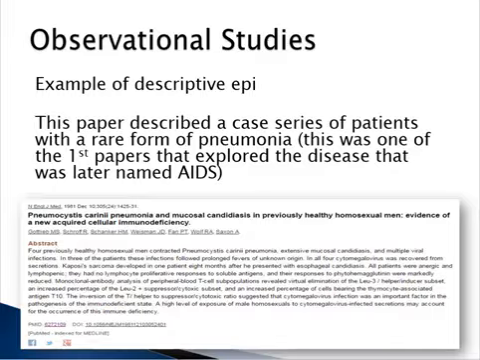Here's an example of a descriptive epidemiologic study. This is a case series. It was published in the New England Journal of Medicine in 1981. It was one of the first papers that explored symptoms, these unusual presentations, a rare form of pneumonia, that ultimately was later identified or described as the disease AIDS.